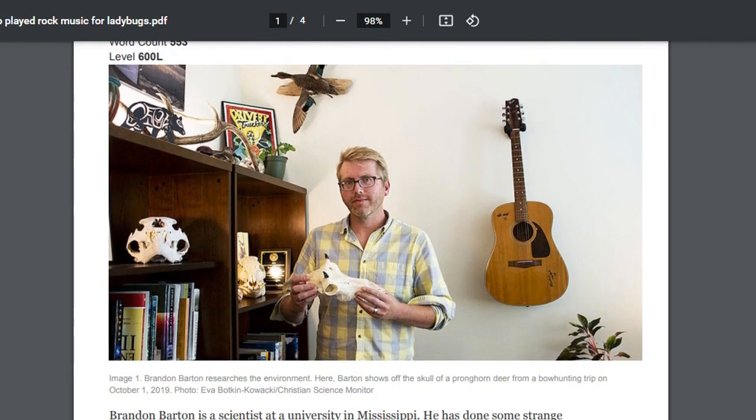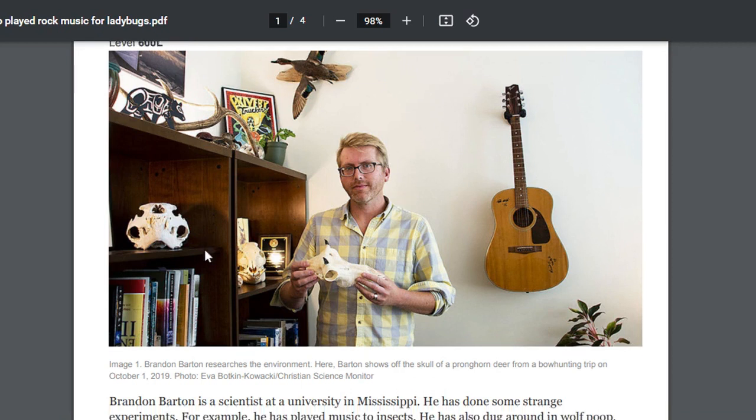Let's read our caption. It says, Brandon Barton researches the environment. Here, Barton shows off the skull of a pronghorn deer from a bow hunting trip on October 1st, 2019. Let's continue to read our article and find more about Brandon Barton.